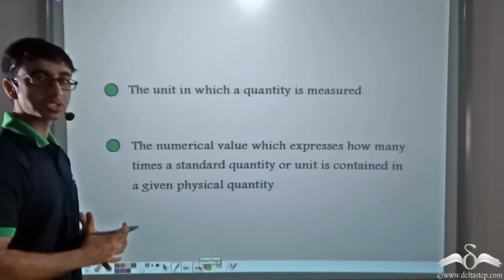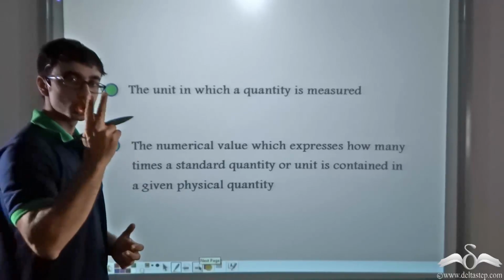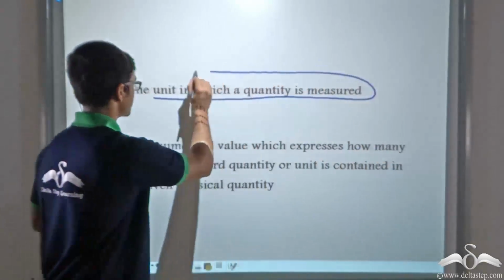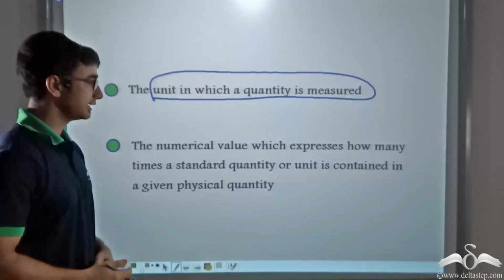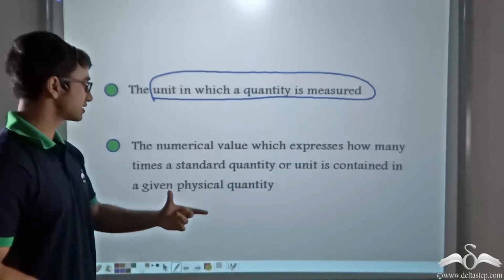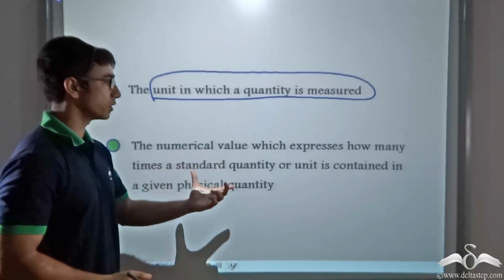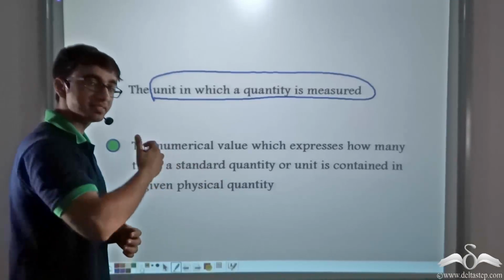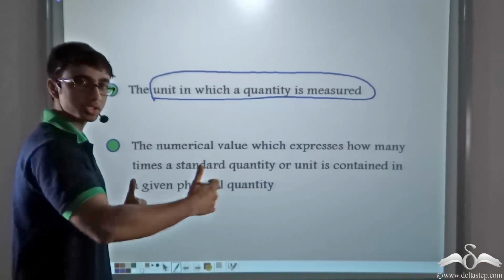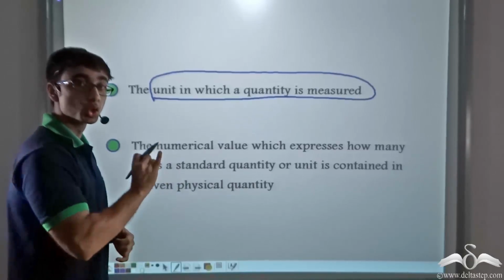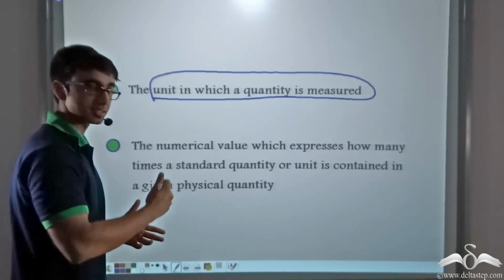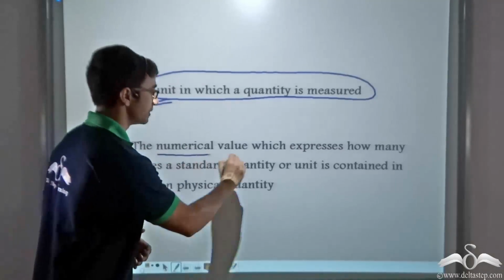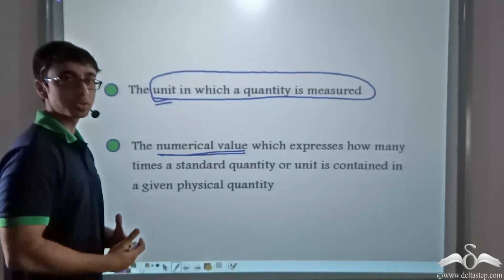So in order to carry out a particular measurement, we must know two things. The first, the unit in which we are about to measure the given quantity, and secondly, the numerical value which expresses how many times a standard quantity or unit is contained in that physical quantity. So in the previous case, we saw that in the given box or the given block, 2 handspans were contained in its length. So we firstly need the unit, and secondly the numerical value in order to carry out the measurement.